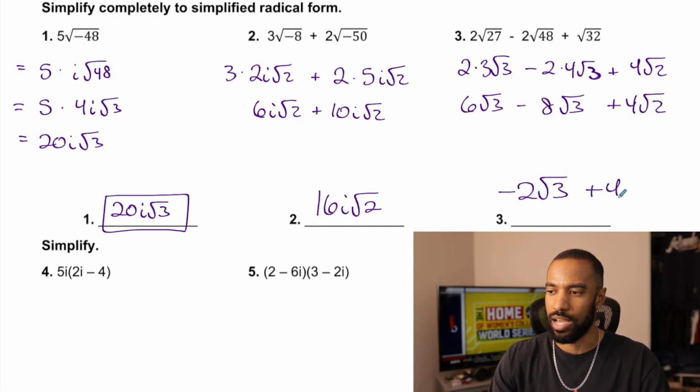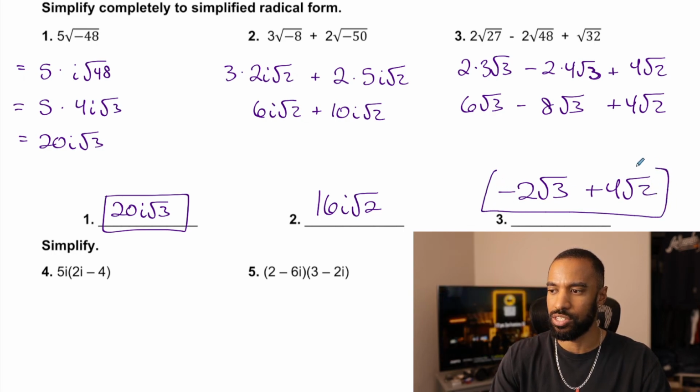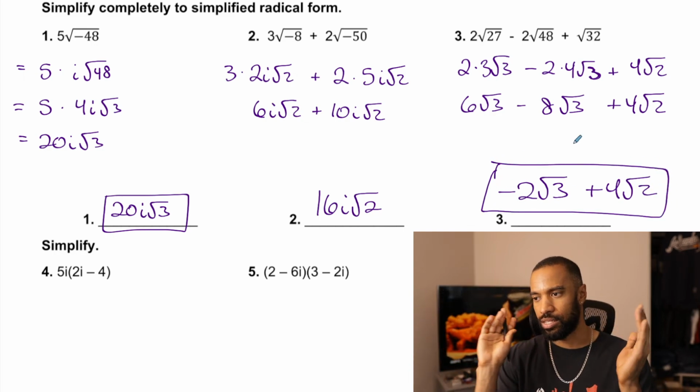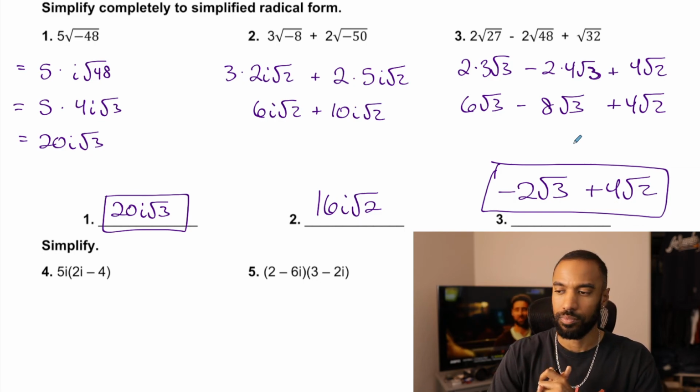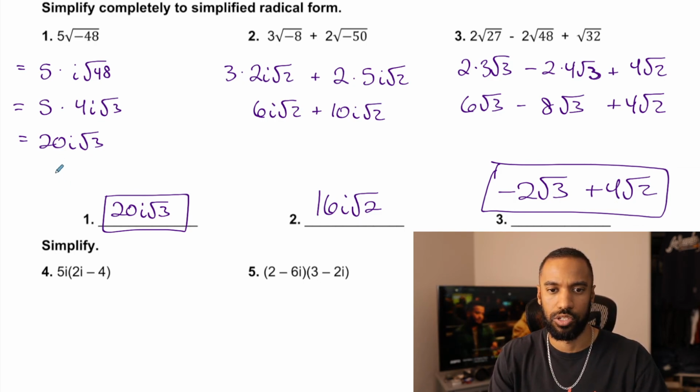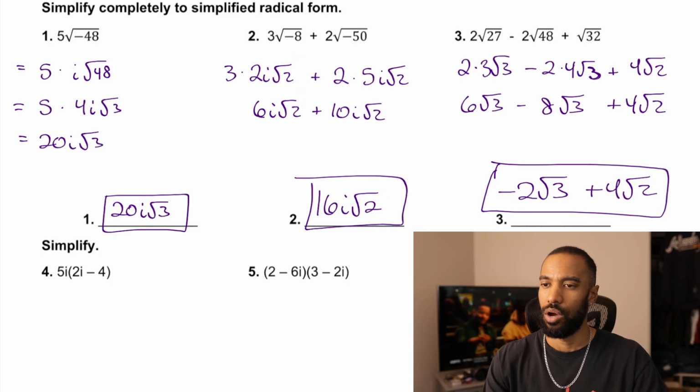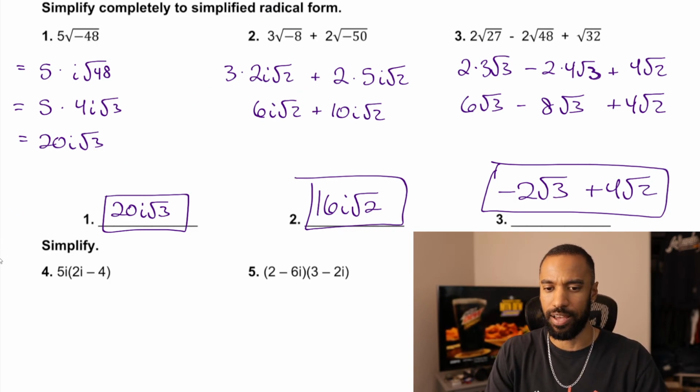4 root 2 does not combine with those, however. It stays separated in such a way that they're not like terms. They don't share a common multiple in that sort of way, so we'll leave them like that. Okay, let's do the ones on the bottom here.